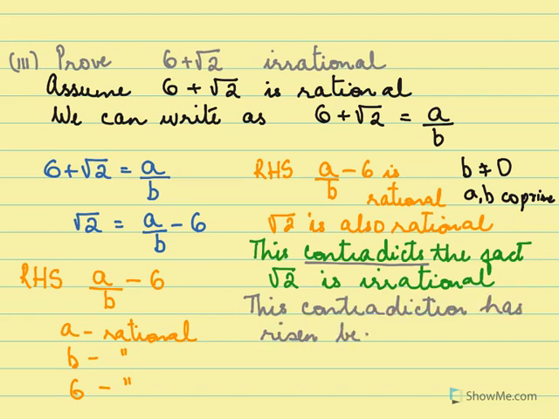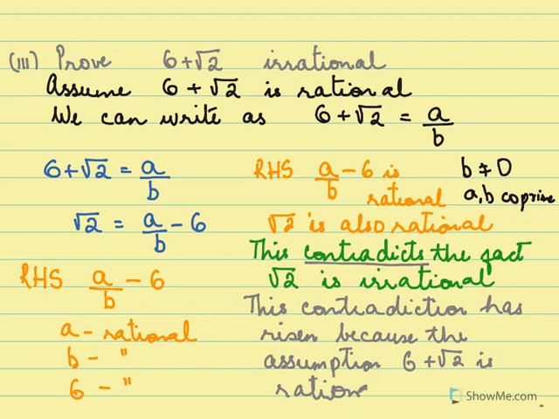Now this contradiction has arisen because the assumption was wrong. The assumption that 6 plus under root 2 is rational is wrong. So if it is not rational, we can say 6 plus under root 2 is irrational.